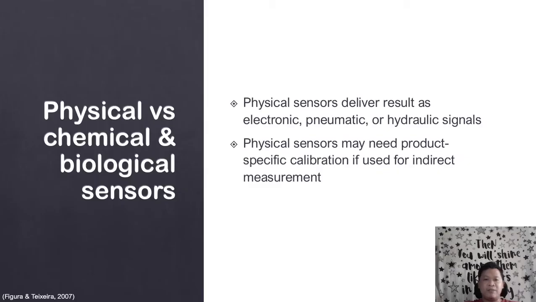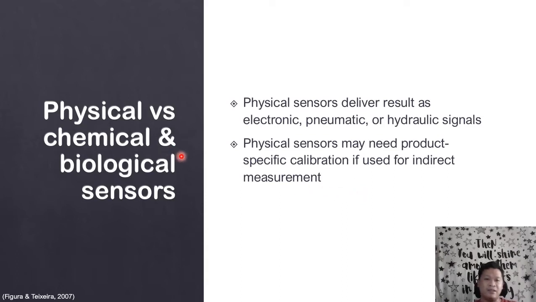On the other hand, kapag gumagamit tayo ng physical sensors to measure chemical or biological reactions, we usually have to calibrate these sensors to the product because they measure things indirectly. They produce electrical, pneumatic, or hydraulic signals that can be used to convey chemical or biological reactions, such as, for example, measuring luminescence as a proxy for microbial load.